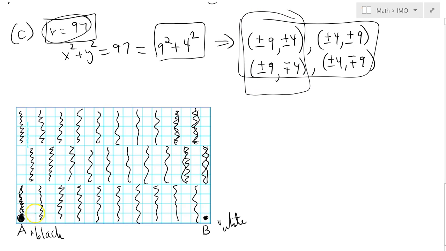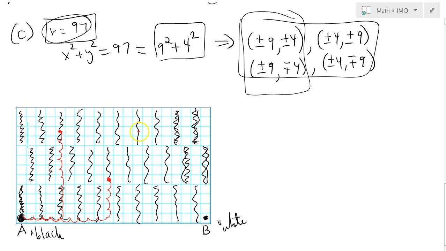So 9 by 4. If I go right by 9 and 4 up, that wouldn't work. Let's change the color. 4 then 9, that won't work either. Or I can go up by 9. I can't go in the minus direction in this particular example, but at least you see what's going on.